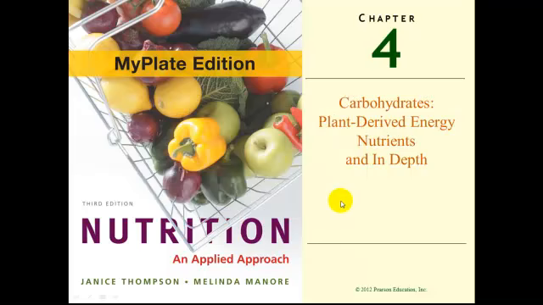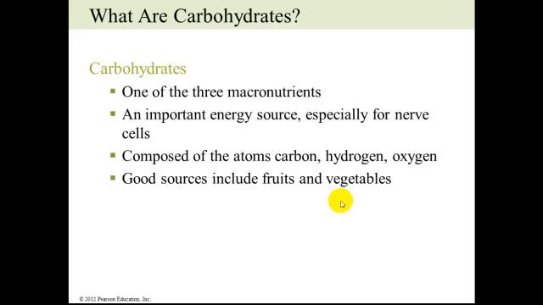This is Chapter 4, Carbohydrates, Plant-Derived Energy, Nutrients, and the follow-up in-depth on diabetes. So the first thing that we're going to talk about in Chapter 4 is what exactly carbohydrates are. Carbohydrates are one of the three main groups of macronutrients that we mentioned previously. Carbohydrates are a very important energy source, especially for nerve cells, which are found in the brain.